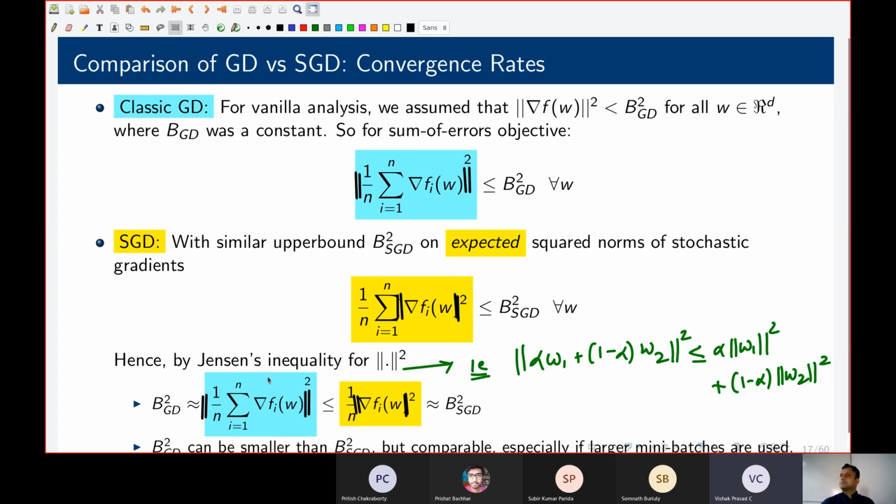Okay, so this is Jensen's inequality, which says that the b square for gradient descent, I would expect it to be less than or equal to b square for stochastic gradient descent. So the b square for stochastic gradient descent is a little bit more liberal, a larger b basically, the more liberal Lipschitz continuity constant.